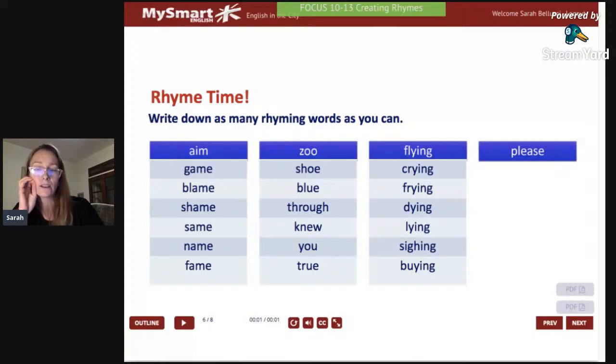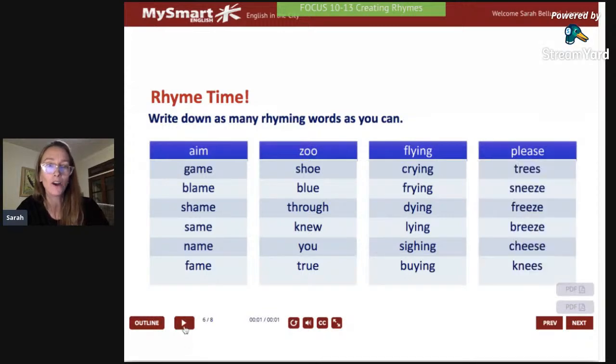Trees, good. Very good. My goodness. You guys are on a roll. You know that expression? On a roll means you're doing very well. Okay, trees, sneeze, freeze, breeze, cheese, and knees. So the only one there that we didn't have was breeze. Breeze is a lovely.